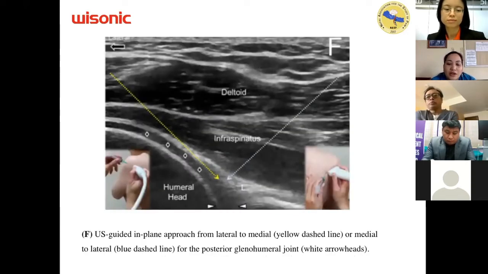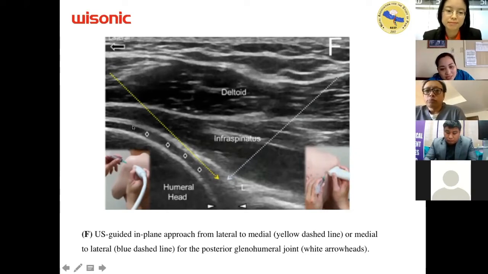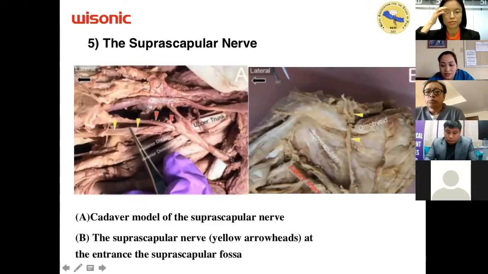So this is a picture showing the ultrasound-guided in-plane approach from lateral to medial to the posterior glenohumeral joint. You can do it either from lateral to medial or from medial to lateral, depending on the patient's anatomy and your orientation. This is the hyaline cartilage covering the head of the humerus. This is the labrum, this is the glenoid cavity. You should inject inside the capsule. When you inject your drug, this capsule will be distended, but there should be no spillage of the drug into the infraspinatus muscle. You can also see the capsule distending over here, above the hyaline cartilage, but it should not come out of the capsule.